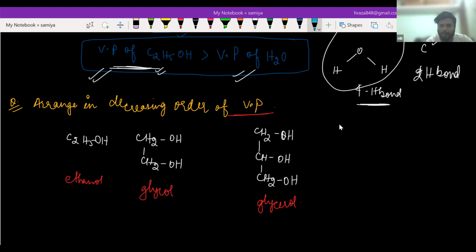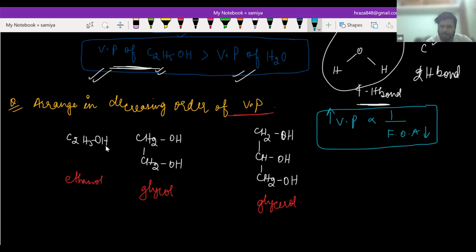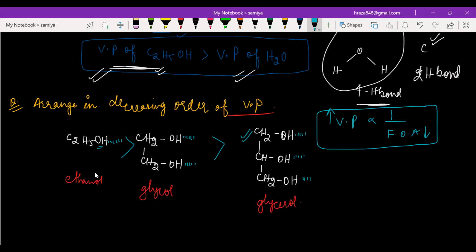Okay, see. Vapor pressure is inversely proportional to force of attraction. Can I write it? Yes. The molecule which has lesser force of attraction, vapor pressure will be greater. So simple. C2H5OH will form hydrogen bonding from one side, glycol from both sides, and glycerol from three sides. So force of attraction is greater in glycerol, so it will have very less vapor pressure, and force of attraction is very low in ethanol. That's why vapor pressure will be higher. So it will be like this: ethanol, glycol, glycerol. This is the decreasing order of vapor pressure. Reem. Okay, sir. Good. Please write it and let me know. Done, sir.